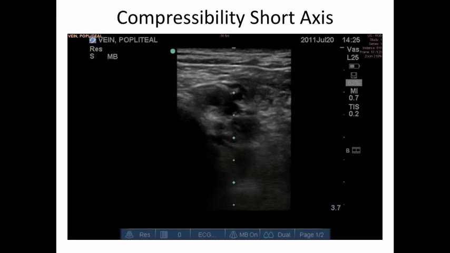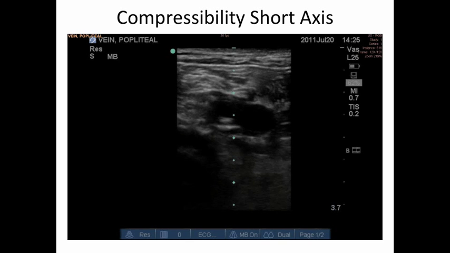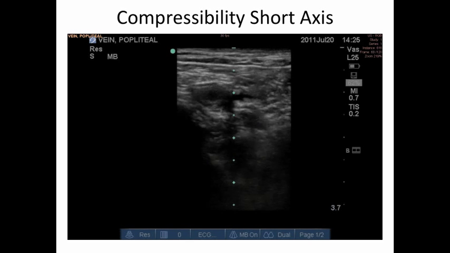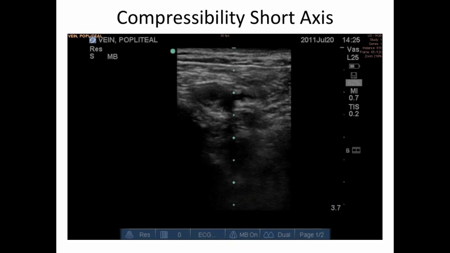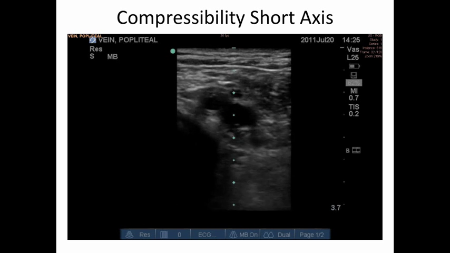fully touch each other. That's important to remember because an acute clot may not actually be echogenic, but you may just see that there's not full compressibility of the vein. So you really want to see that both walls actually touch each other.